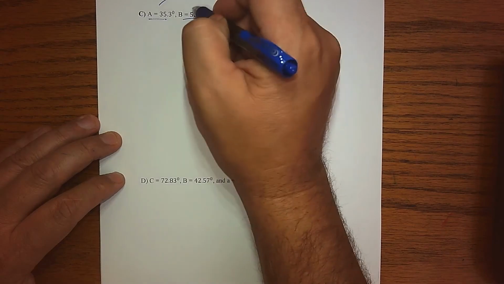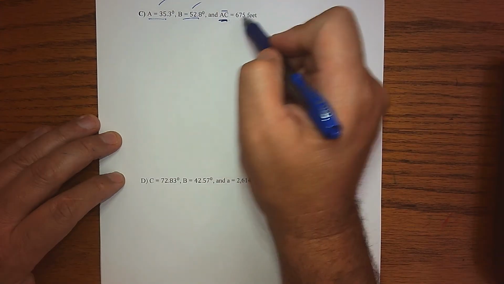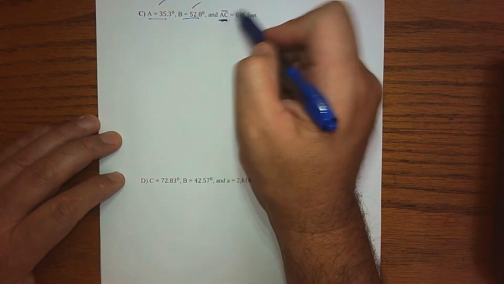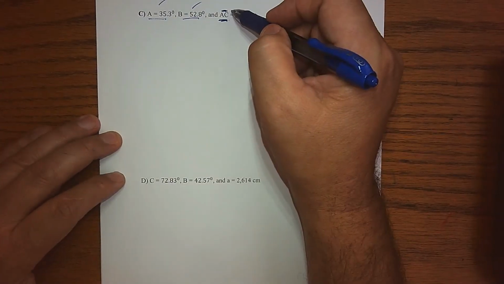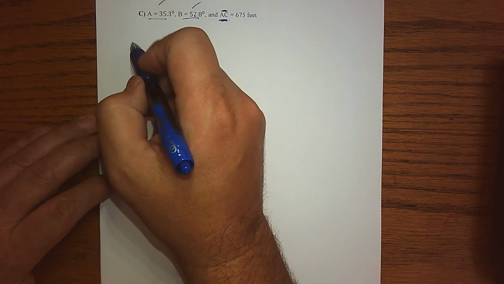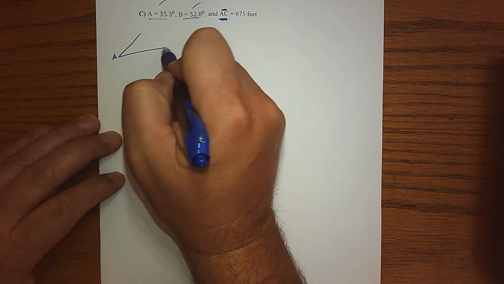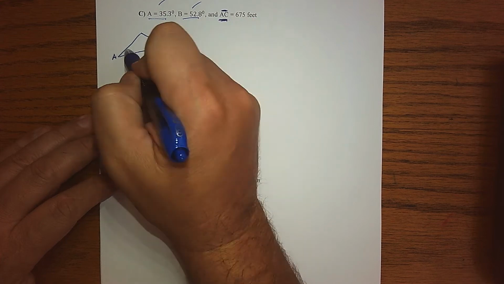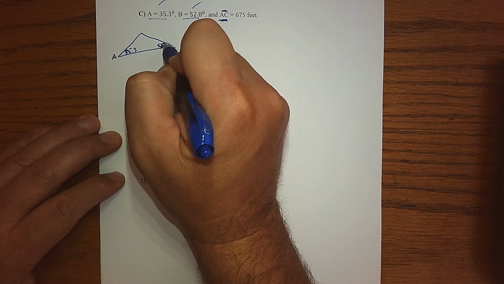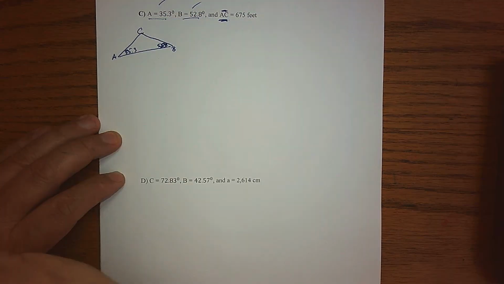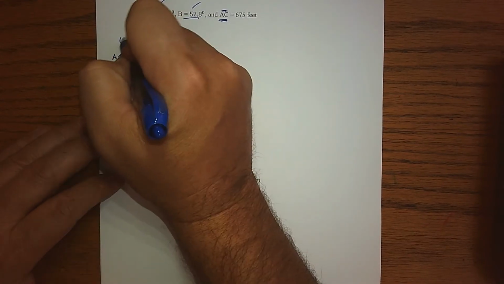So I have an angle, and notationally, when I say AC, I'm talking about the line length between the angle A and the angle C. I forgot to put my little mark on the top. So that's basically what we mean by that. So when I draw this, here is my angle A, over here is my angle B. We know this is 35.3, we know this is 52.8. Side C is not known, but the side AC, that length right here, we're told is 675.